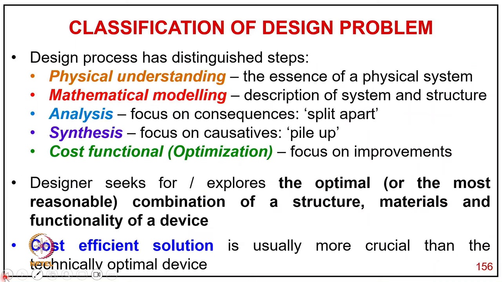Now we can look at the classification of the design problem. We can classify it in the manner that the design process has the following distinguished steps: physical understanding, the sense of the physical system; then mathematical modeling, description of the system and structure; then analysis, focusing on the consequences, especially the calculation; then synthesis, taking the decision by logical decision; and the cost function and optimization, focusing on improvement of the design. The designer seeks or explores the optimal or most reasonable combination of structure, material and functionality of a device, and a cost-efficient solution is usually more crucial than the technically optimal device.